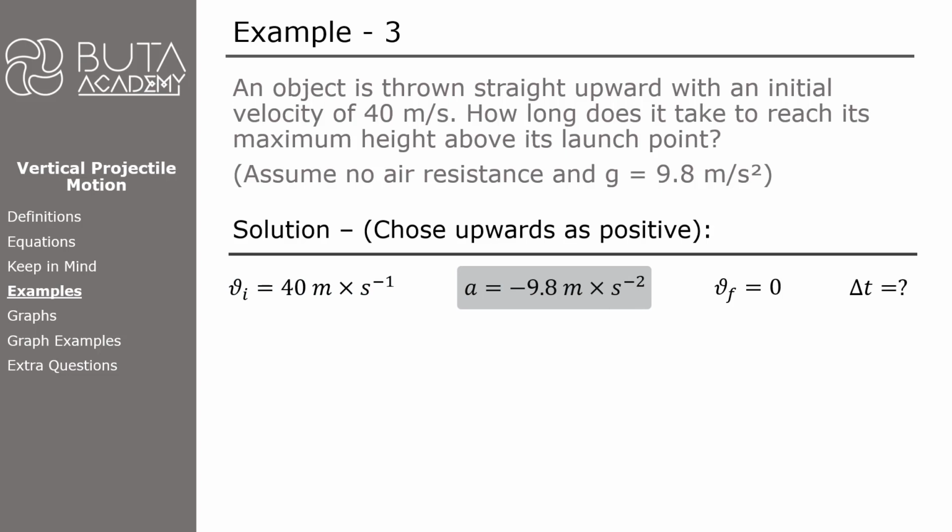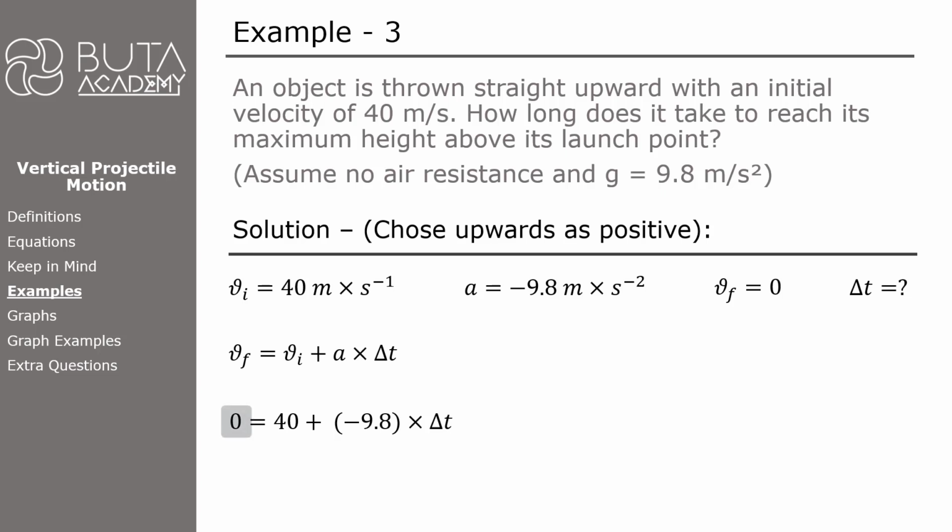Even though it is not specified directly, we can recall from the notes that at the maximum height, the velocity of an object is equal to 0. We must calculate the time it takes the ball to reach this point. An equation which involves all these quantities is V final is equal to V initial plus a times delta t.